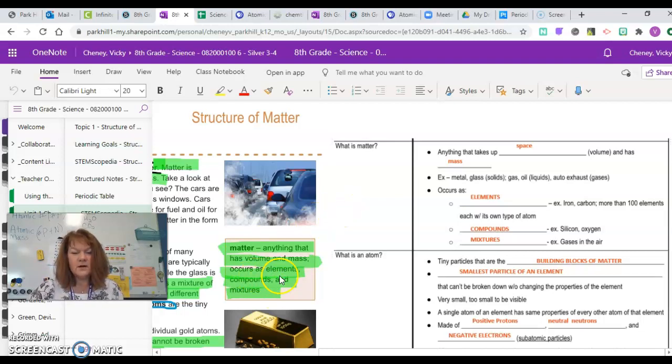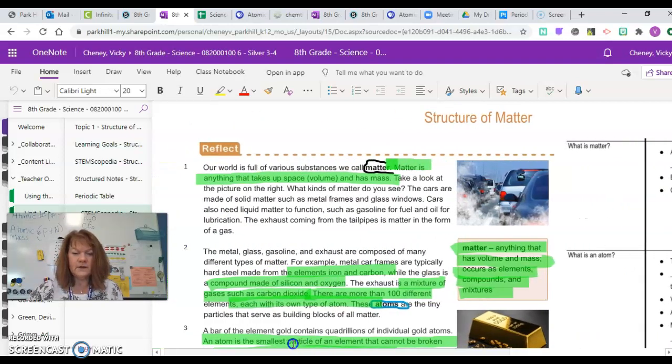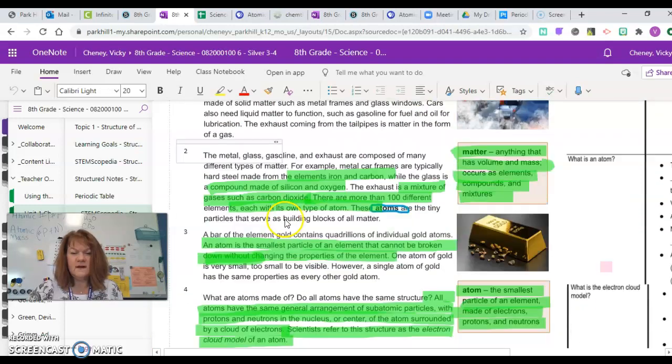So here we see that it occurs as elements, compounds, and mixtures. So we have elements like the iron and the carbon, and we know that there are more than 100 elements. We have compounds such as the silicon and oxygen gas, and we have mixtures like the gases that we have in the air. Okay, so if we look over here, it mentions that, for example, metal car frames are typically hard steel made from the elements iron and carbon. Use those as your examples. The glass is a compound made of silicon and oxygen. And then the exhaust is a mixture of the gases such as carbon dioxide.